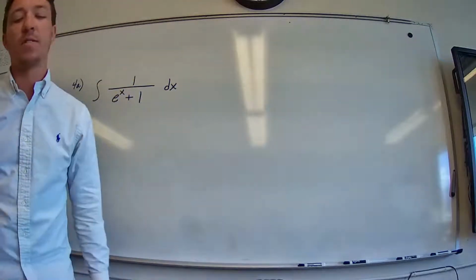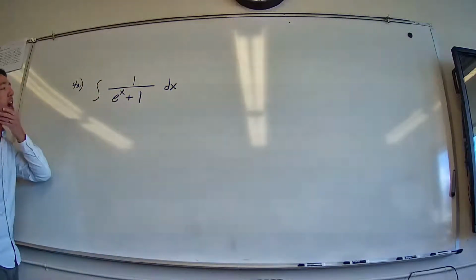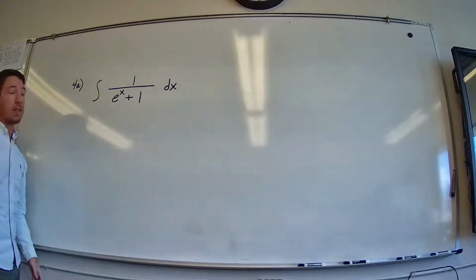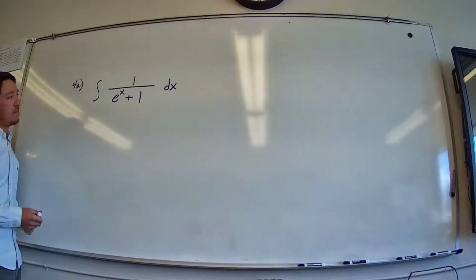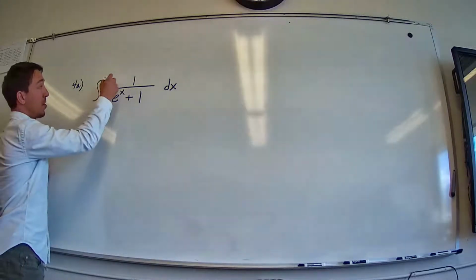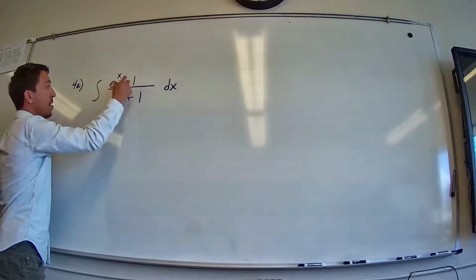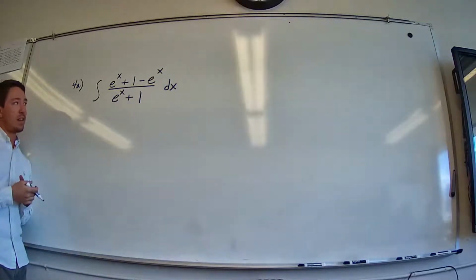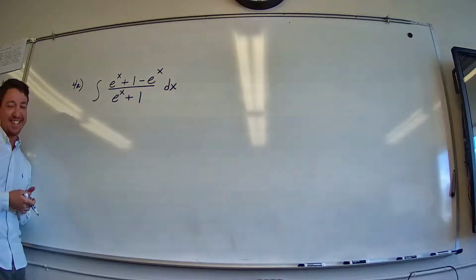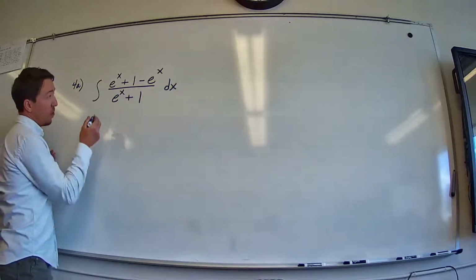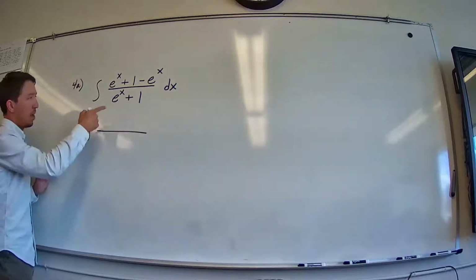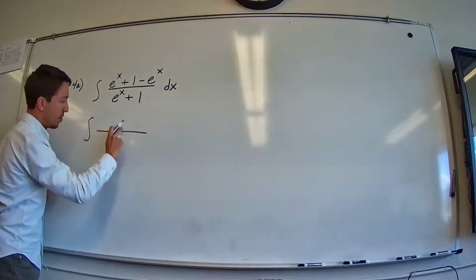All right, who thinks they've got an idea of what we should add? Add to the top and subtract from the top. Could I add an e to the x to the top, and then subtract another e to the x in one move like that? Yes. So the top now, I've got to split up into 2 fractions.